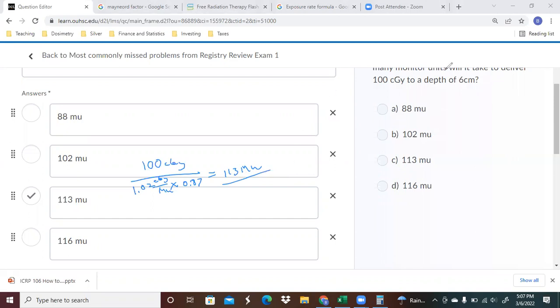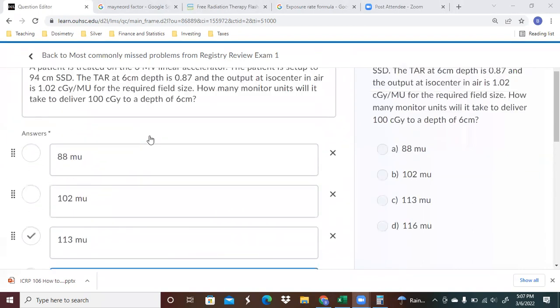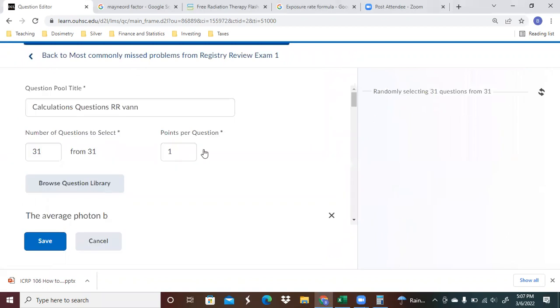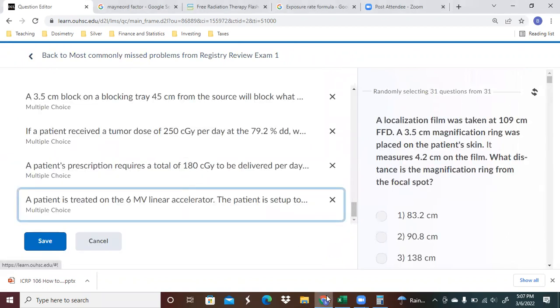Okay. I hope this gives you at least some idea as to how these answers are generated. If you have any questions over anything like this, please don't hesitate to ask, and we'll do this again the next time that we have a mock registry.